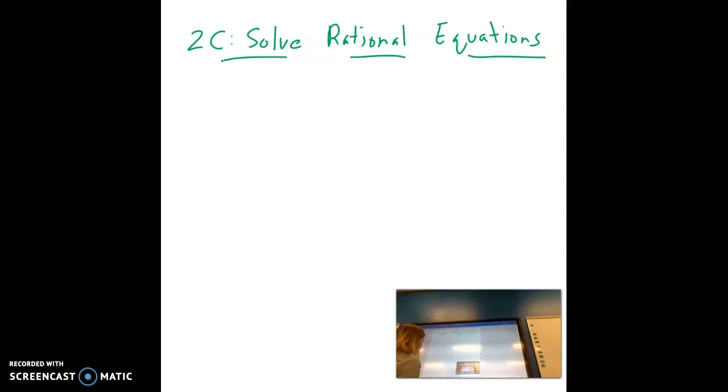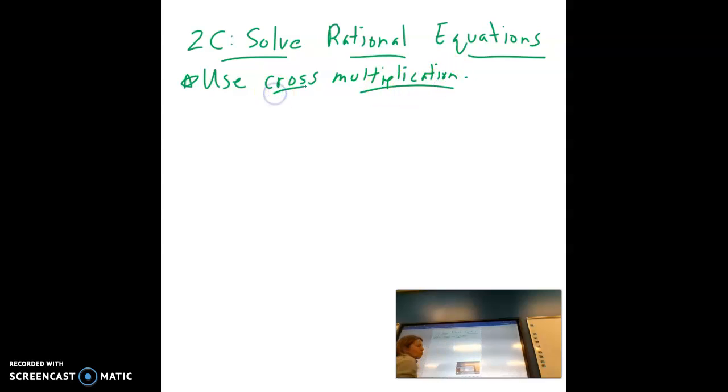So to solve rational equations, what you're going to use is cross multiplication. Okay, now what's the reason why you can use cross multiplication? Because when you have two fractions that are equal to each other, it is quicker to cross multiply in order to solve. And you'll see why.